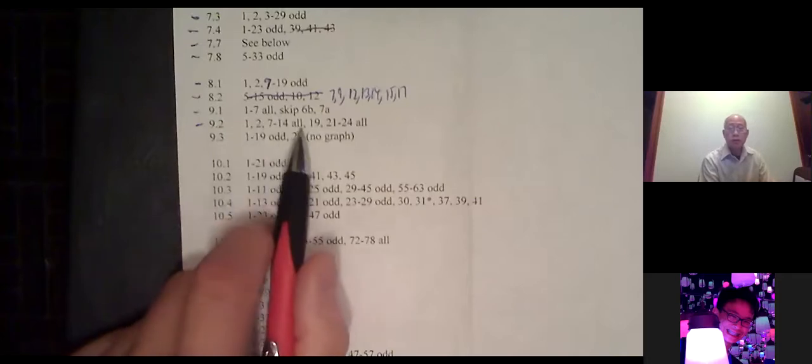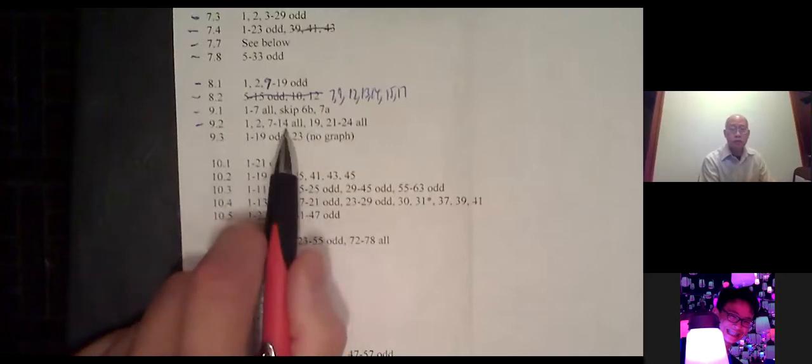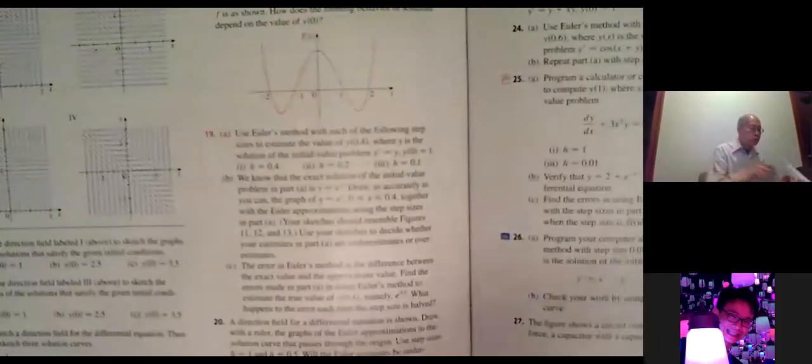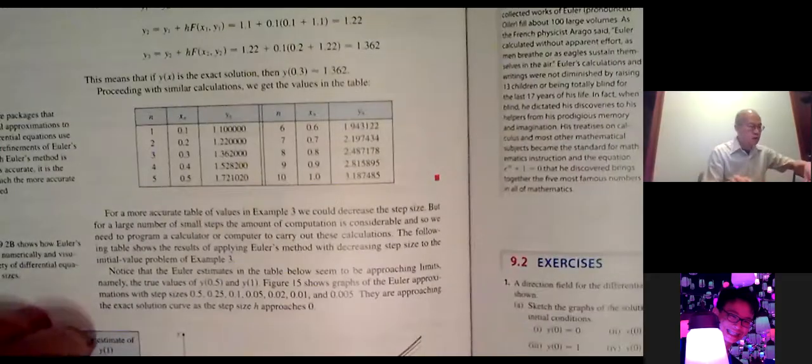All right, so let me get started with the rest of 9.2. So everything up to here was slope fields, and now 19 through 24 is something called Euler's method. So there's an algorithm that you have for Euler's method.